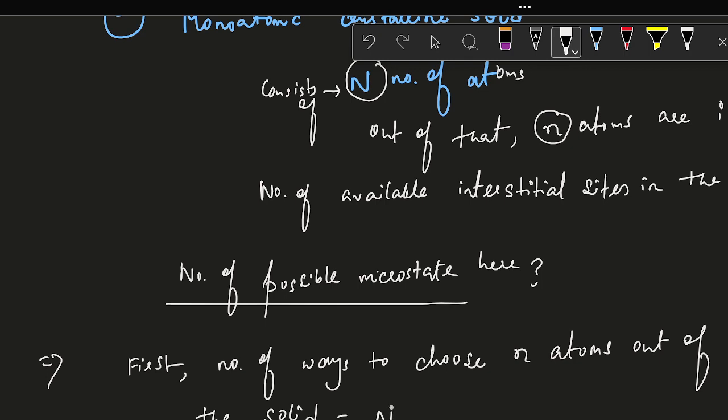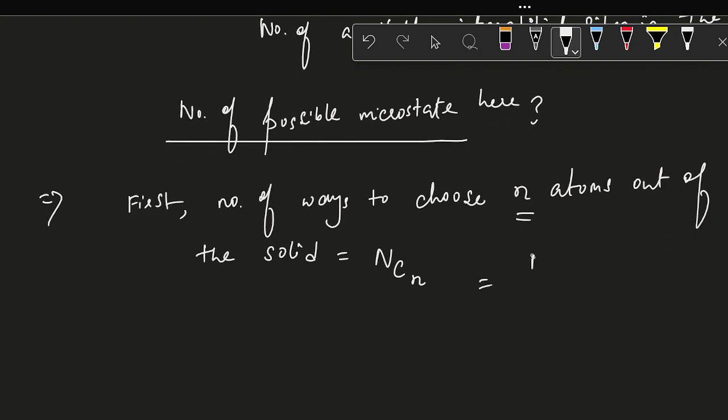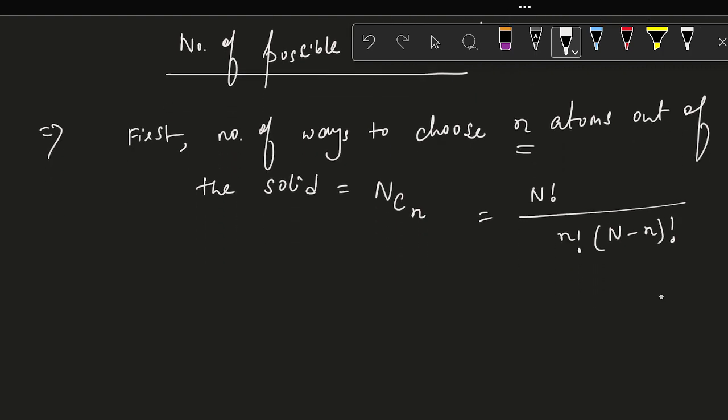This is the same as the problem of cards. Remember that you had 26 black cards and you had to choose 5 or 4 black cards out of that. So you had simply done 26C5, right? Similar thing is done here too: you have total capital N atoms, and out of that you have to choose small n atoms. So you just do capital N C small n. This is capital N factorial by small n factorial, then capital N minus small n factorial.